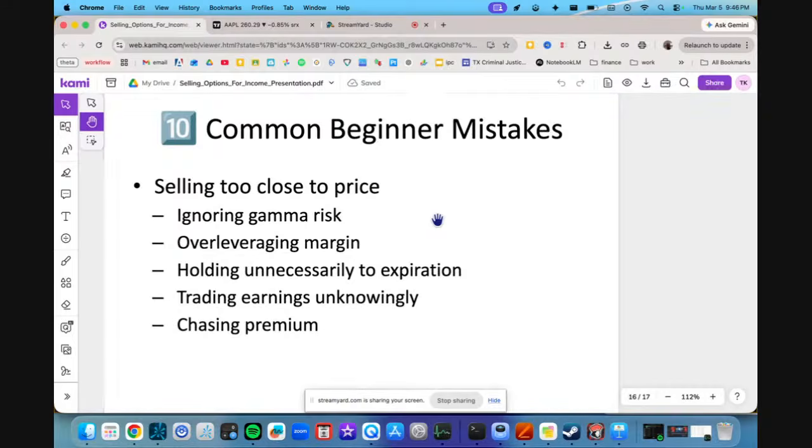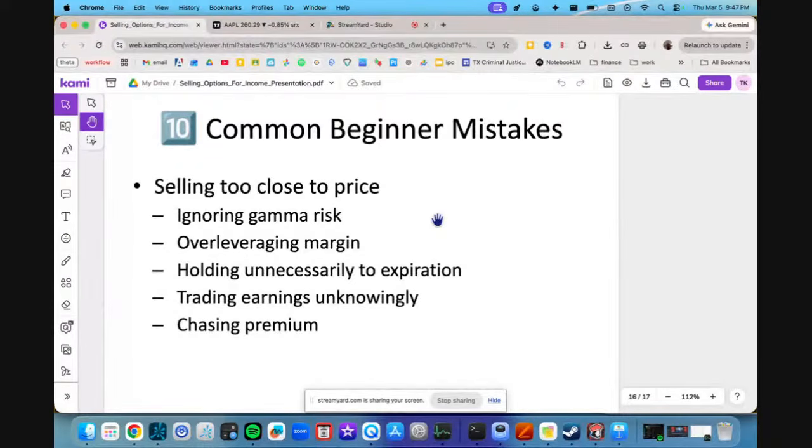Holding unnecessarily to expiration. FOMO is not a strategy. If you're below a sold put on a credit spread with a few days left, don't just hope. I meant to say hopium's not a strategy, not FOMO. I don't know what I'm talking about. It's getting late. But if you're below a sold put and you don't want to get assigned on it, just close it out. That's what I personally think.